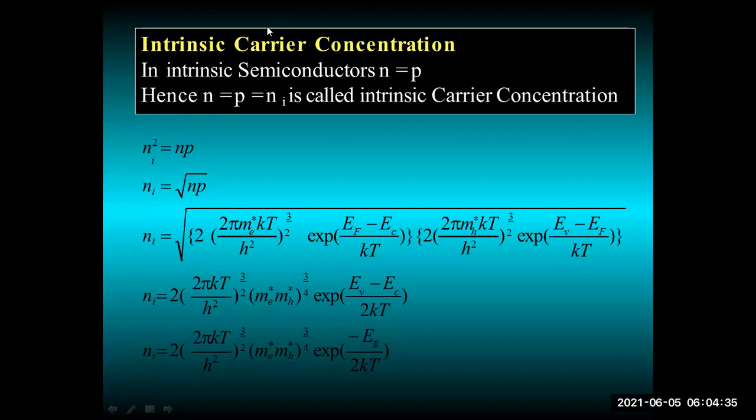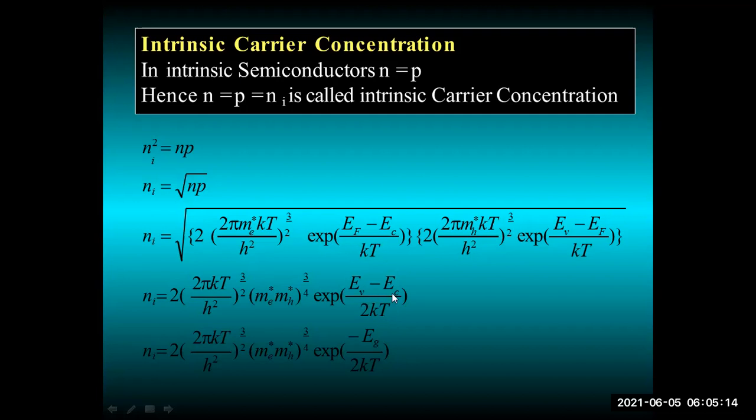So we just replace the values we got for the density of electrons and holes, and you get this product. You see me asterisk to the power of 3 by 2, mh asterisk to the power of 3 by 2, and the whole to the power of 1 by 2. So you'll get me asterisk mh asterisk whole to the power of 3 by 4. This is the same, right? Apart from that, 2 pi kT by h square is also the same. When you multiply and take the root, you get 2 into 2 pi kT by h square, to the power of 3 by 2, me asterisk mh asterisk whole to the power of 3 by 2, exponential of EV minus EC by kT.